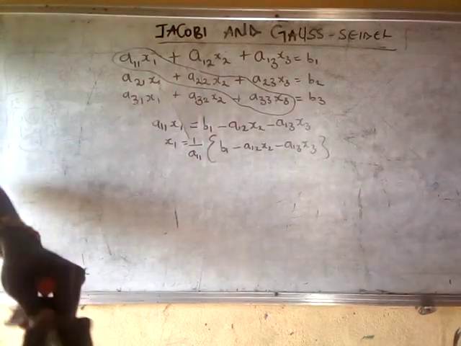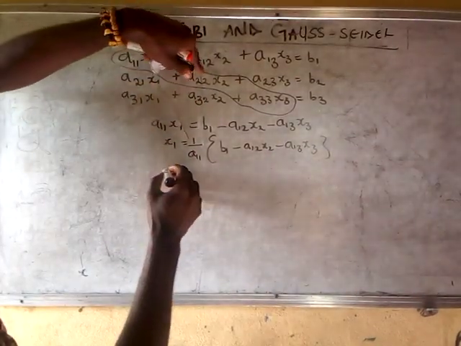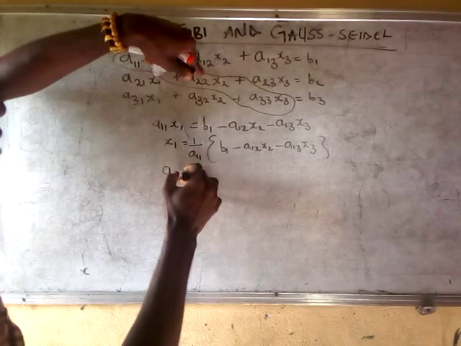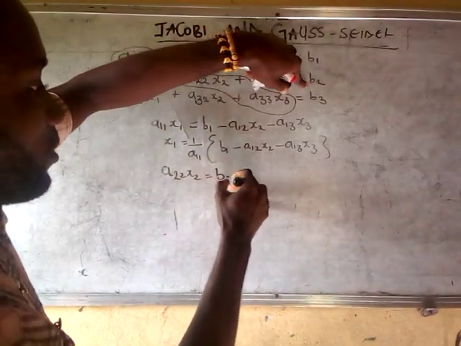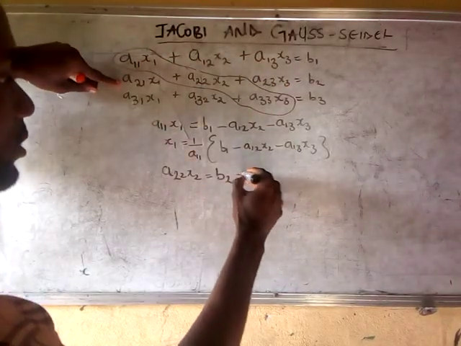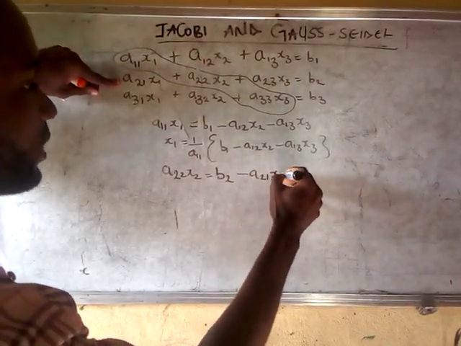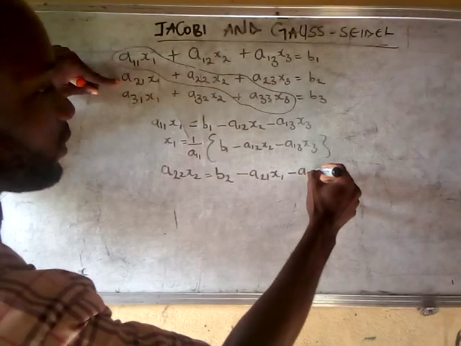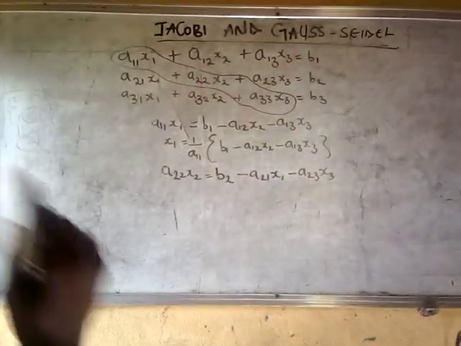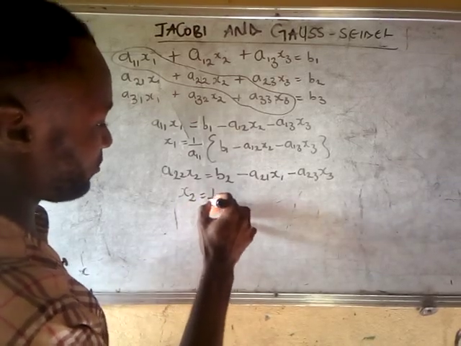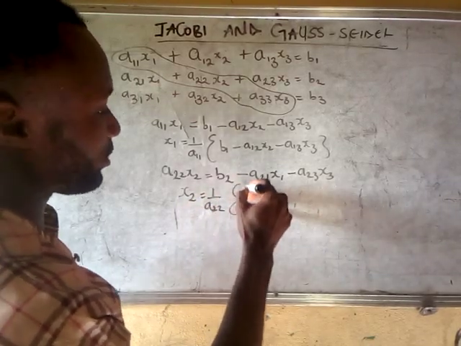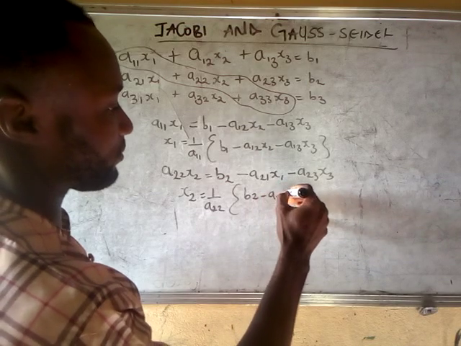So now remember that I'm dealing with the diagonal. The next one, I'm making this the subject formula. So this will be a22 x2 is equal to b2 minus a21 x1 minus a23 x3. Now, to make x2 the subject formula, I divide both sides by a22. So this is what we have as the subject formula.